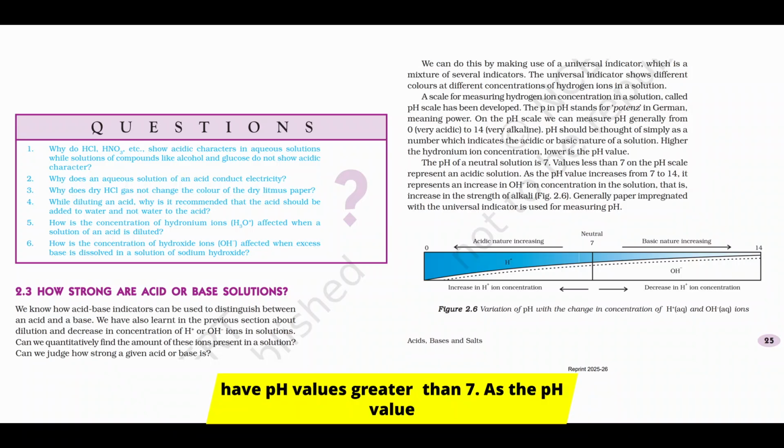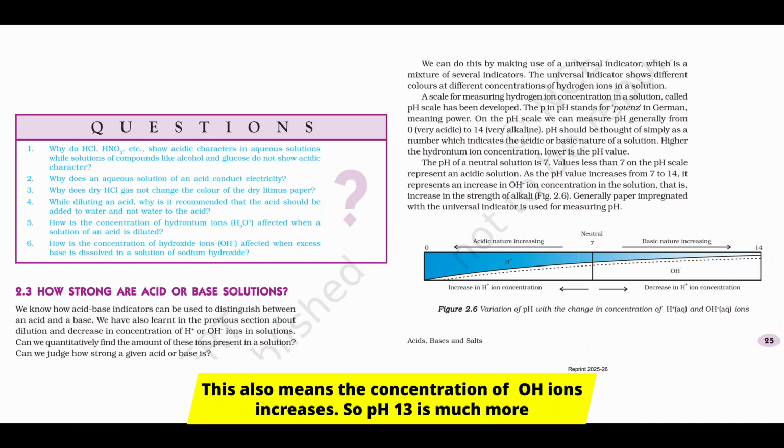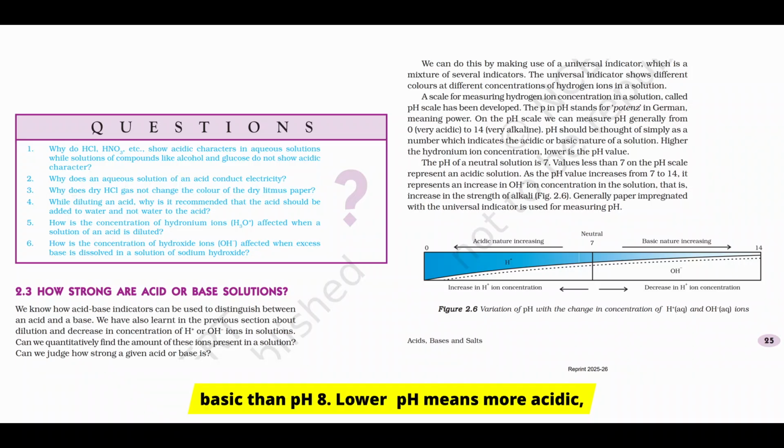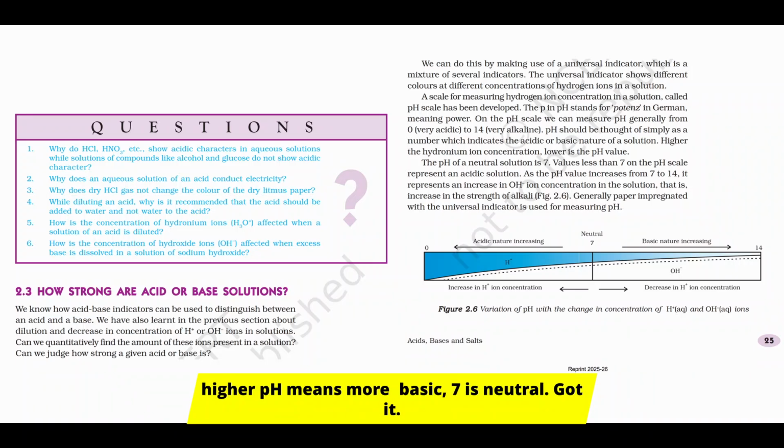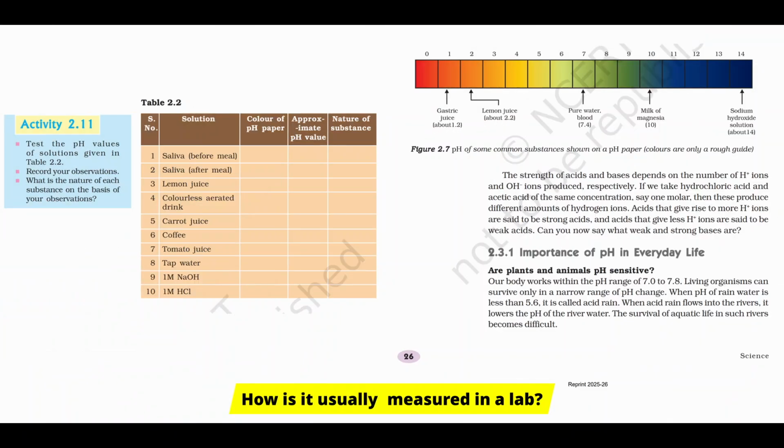Basic or alkaline solutions have pH values greater than 7. As the pH value increases from 7 up towards 14, the alkalinity increases. This also means the concentration of OH- ions increases. So pH 13 is much more basic than pH 8. Lower pH means more acidic, higher pH means more basic, 7 is neutral. Got it. How is it usually measured in a lab?